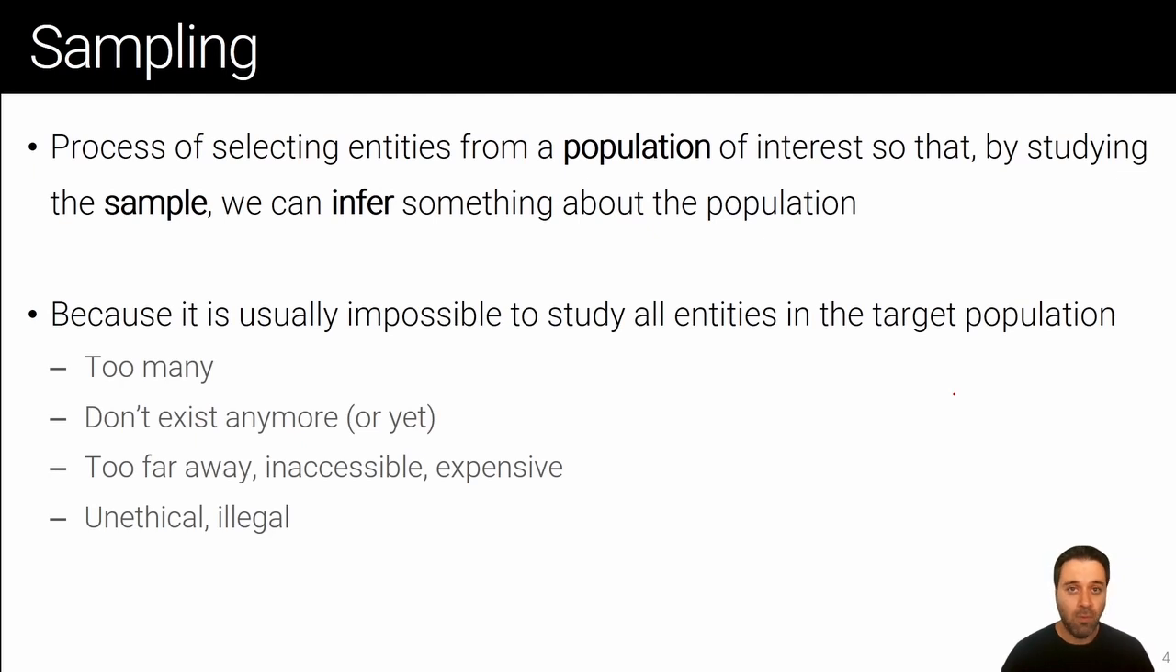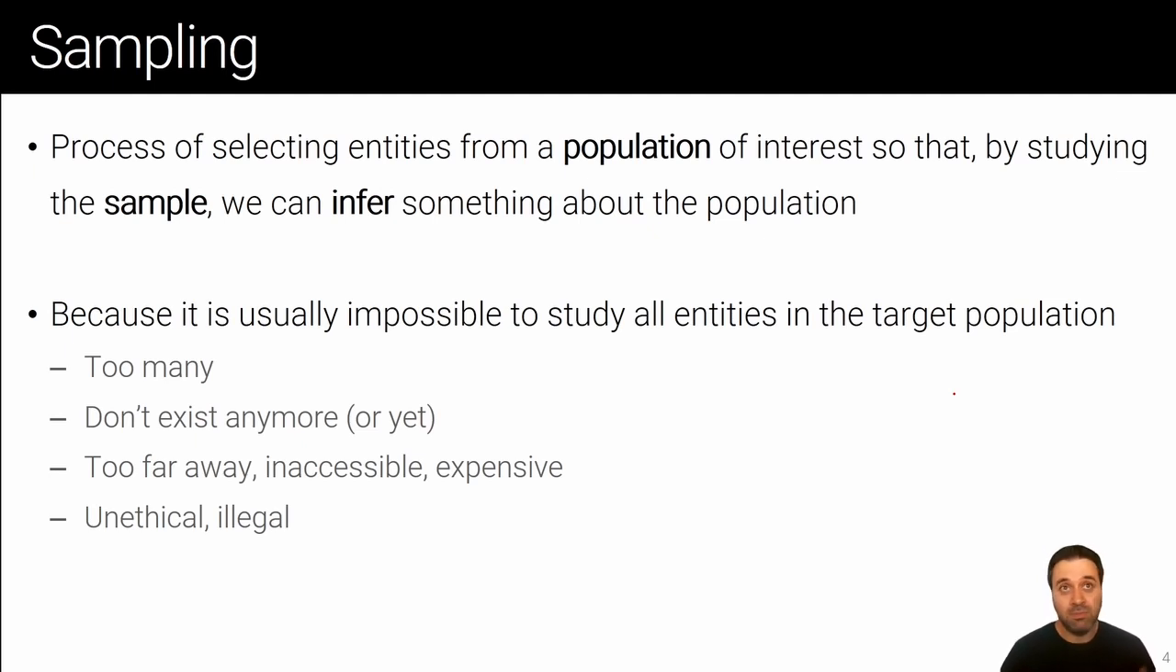So why do we want to sample and not just study the whole population? Well, there's many reasons. For example, maybe in the population there are too many items, too many people in this case. We can't afford to run our study on, let's say, 100 million people. Maybe they don't exist anymore or yet. So what about people who are already dead? Or what about people who are not born yet? We can't access those people, but maybe by studying the people who are alive now, or maybe children that are just born, we might be able to extrapolate a little bit the results to others.